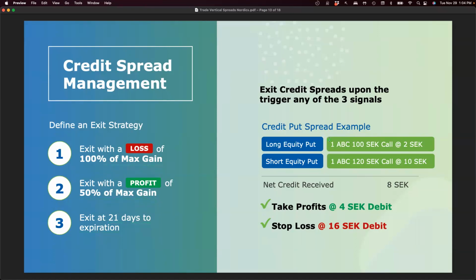So I'm going to use the same example. I sell a $120 call option and collect 10 crowns. And then against that, I buy a $130 call option for 2 crowns, right? So let's say this is a credit spread that I've put on. I've collected 10 crowns on the short leg and paid 2 crowns on the long leg, so my net credit on the vertical spread here is 8 crowns.